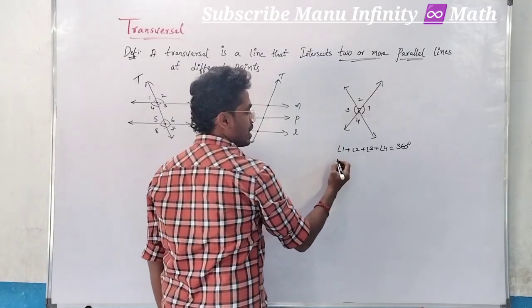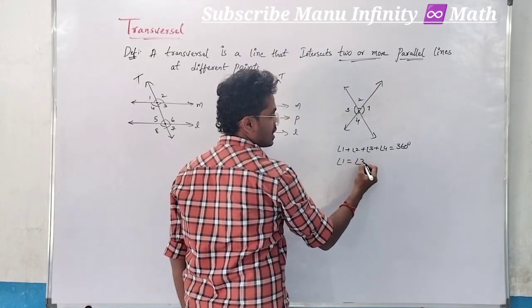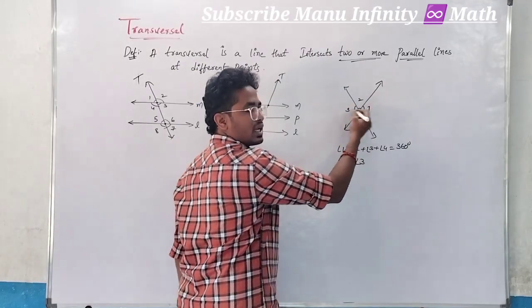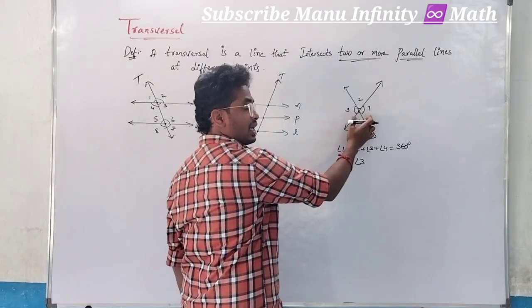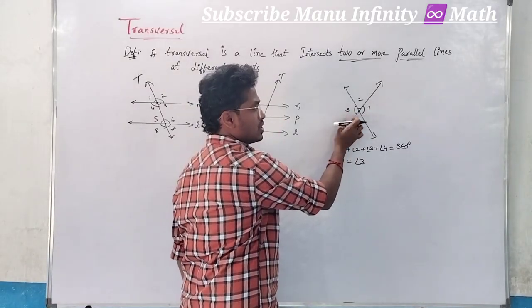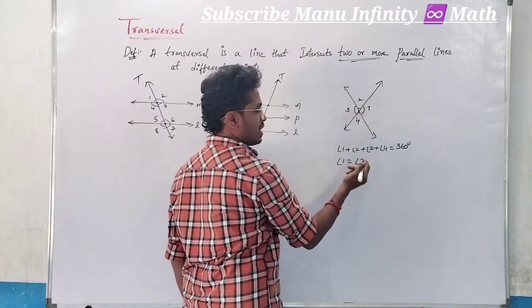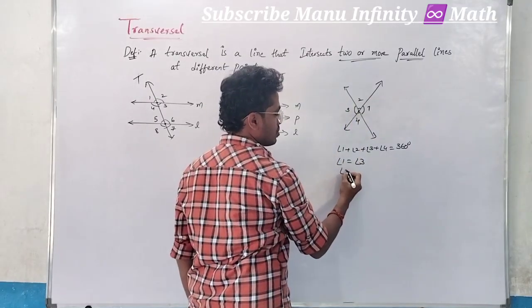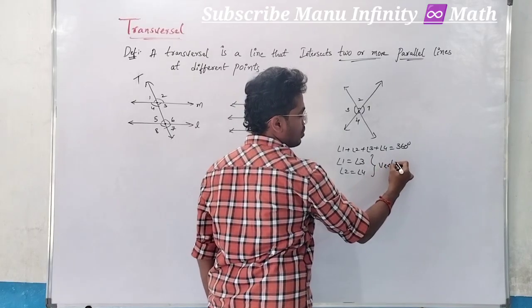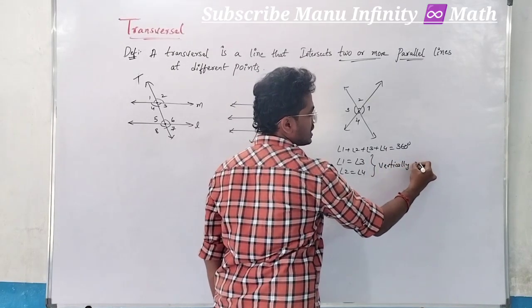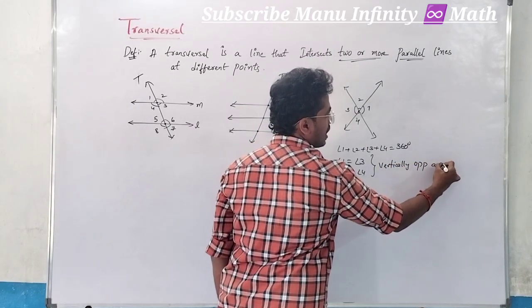Now tell me, angle 1 is equal to angle 3. Why? They are vertically opposite angles. Whatever this angle is, this angle will be the same. So vertically opposite angles are equal. Similarly, angle 2 is equal to angle 4. What can we say about these? Vertically opposite angles are equal.